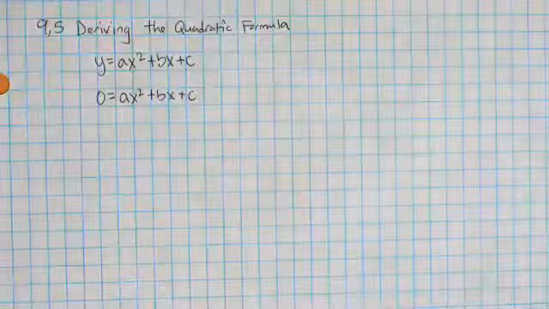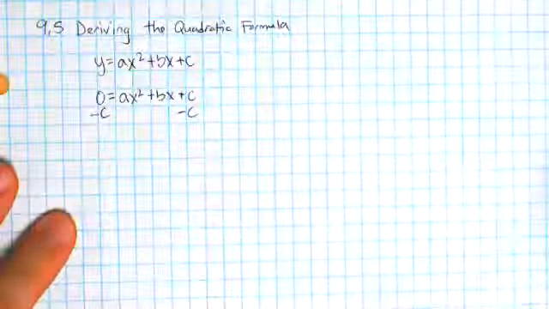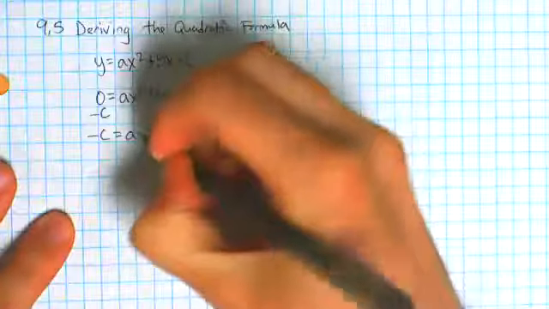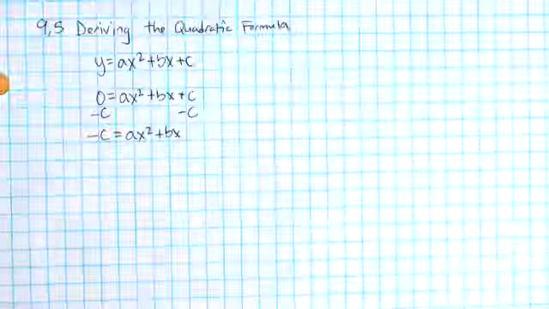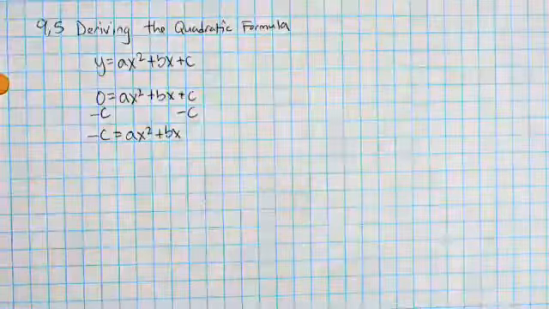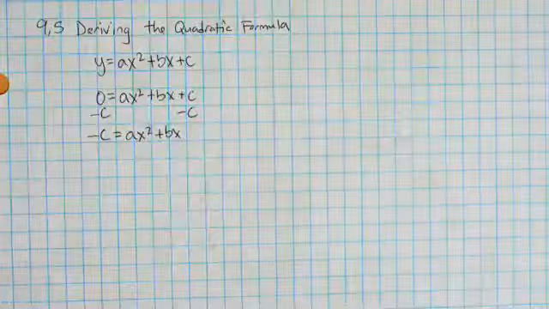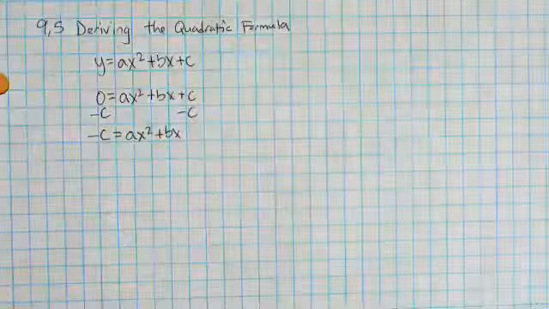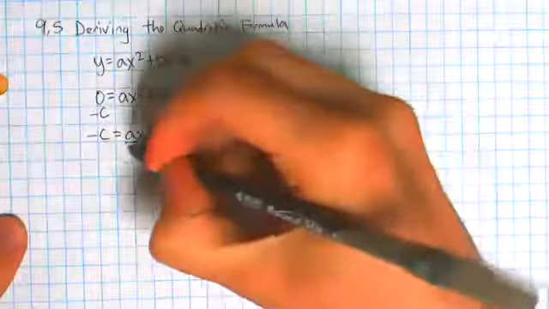And the first thing I'm going to do in order to solve for x is to get my x terms by themselves. So I'm going to start by subtracting c from both sides. So we now have that negative c is equal to ax squared plus bx. And then in order to make my life slightly easier, I'm going to have my quadratic lead with a coefficient of 1. So I'm going to get rid of this a here, and I'm going to divide a out.